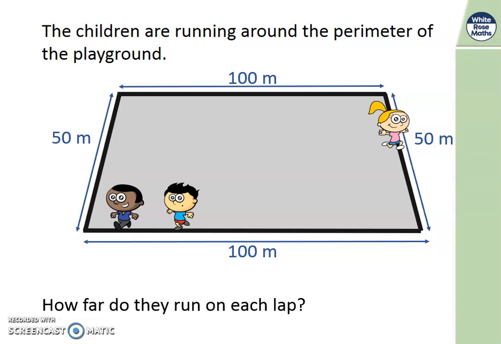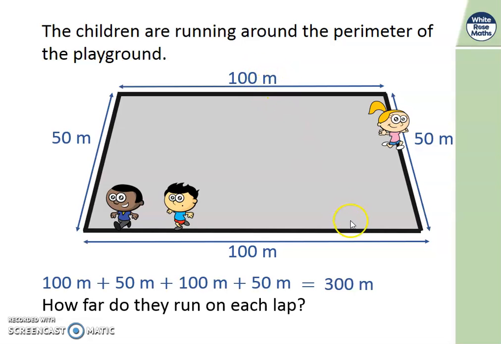Shall we see how you did? So you should have noticed we need to add up this 100 metres, add this 50, add this 100, add this 50. And that should make sense because we looked at this in our starter question. We've got 100 and 100, so double 100 is 200, and 50 and 50 is 100, so 200 add 100 is 300, and we're measuring it in metres, so we need to remember to put that in the answer. So how far do they run on each lap? They run 300 metres on each lap.